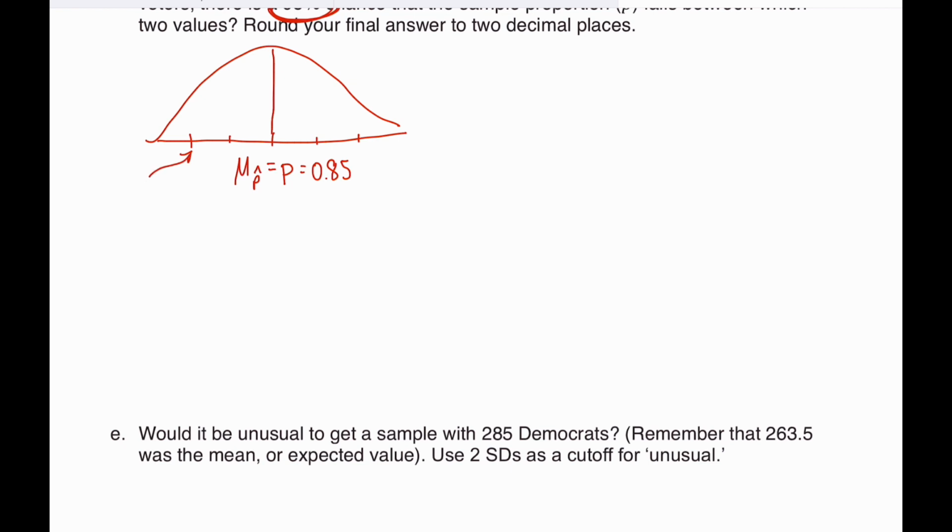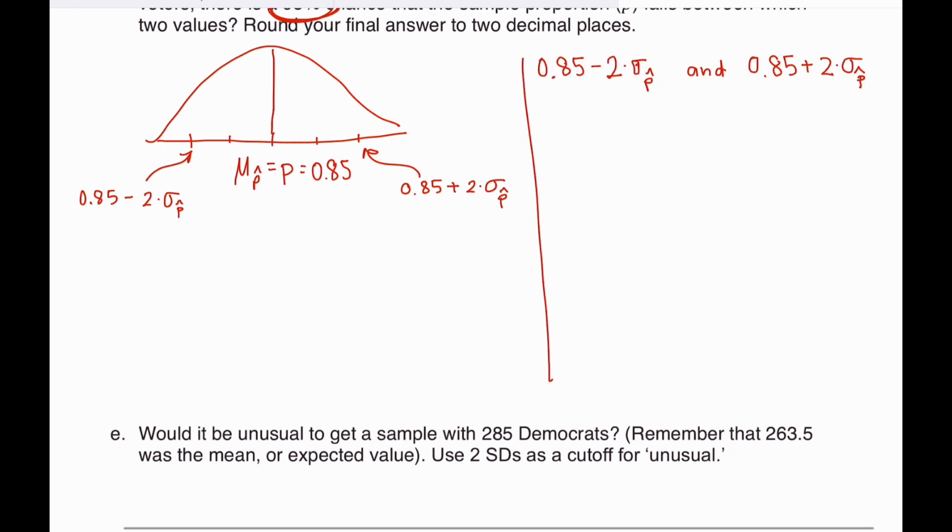So we have to figure out what are these 2 values. So what is 0.85 minus 2 times the standard deviation, and we've got to figure out what is our mean plus 2 times the standard deviation. And I'm going to just fill in the same values as before.